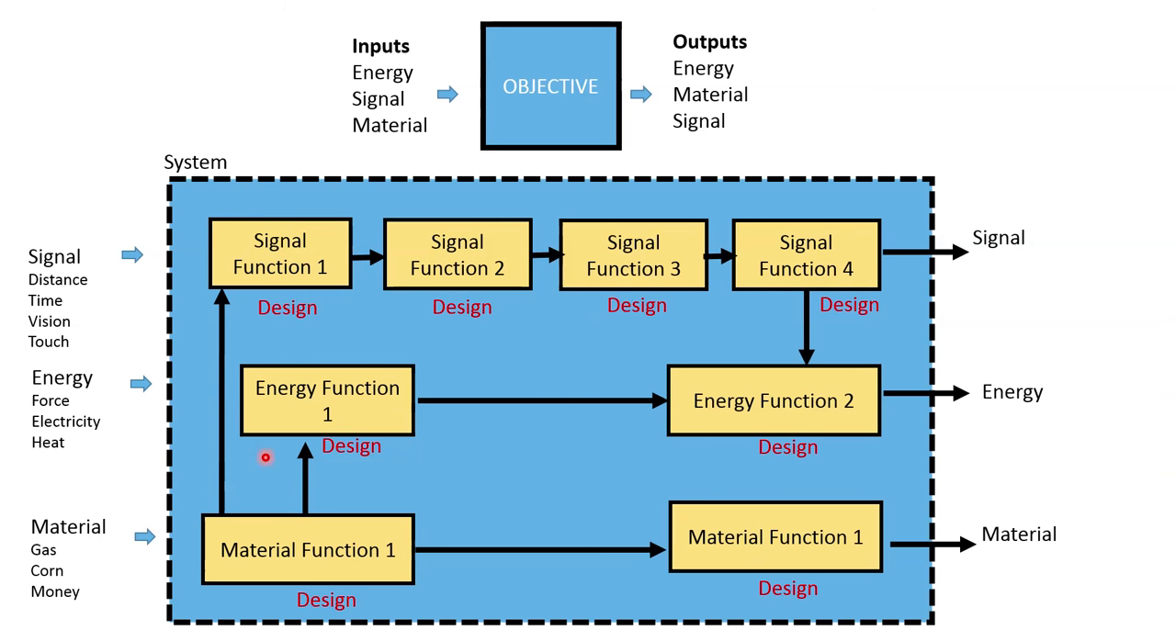Now you'll notice that there are these arrows here. That's important because sometimes these functions interact with one another. For example, if you have a sensor that says that the ball is loaded into a hopper, that sensor would tell a motor in energy function to do some action to a ball in material. If this sounds kind of complicated, let's go through a simple example on the next slide.